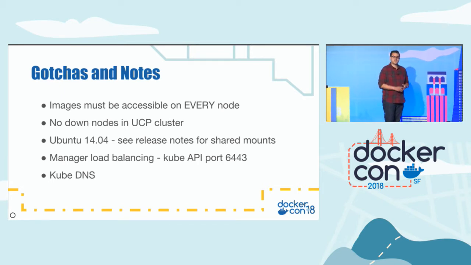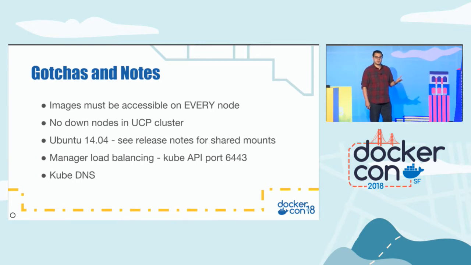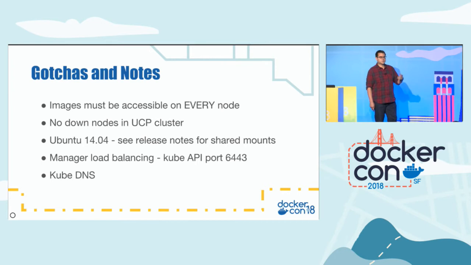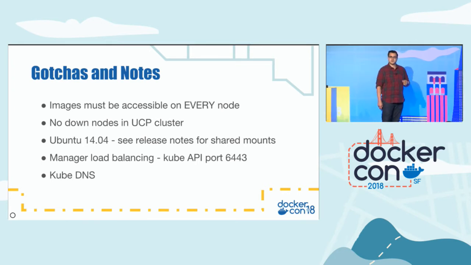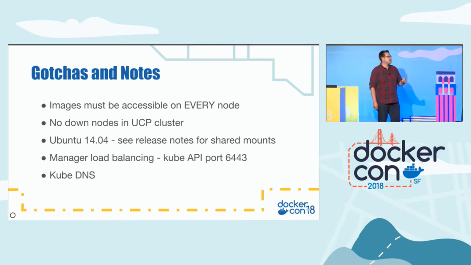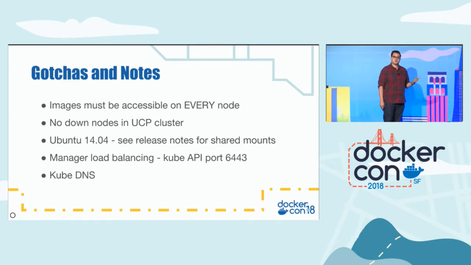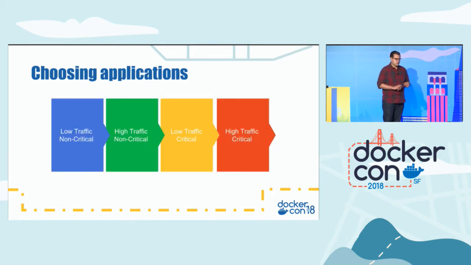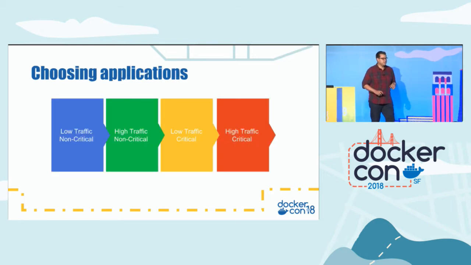Load balancing, a thing to look out for there: we had exposed the Docker API on port 443. Now that we support Kube as well, you'll find that on port 6443 on the manager nodes. And keep an eye out for Kube DNS. It doesn't work quite the same way as normal engine DNS does, especially if you use localhost resolvers. So you may need to actually add a Kube DNS config when you deploy your applications there. And I'll hand over to Manish to talk about actually moving the applications.